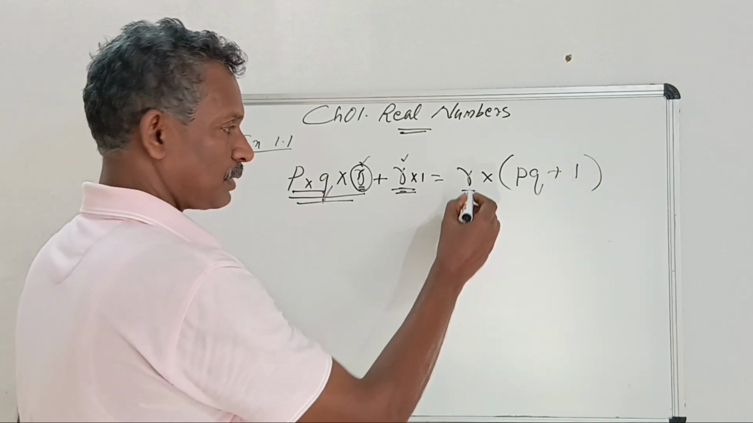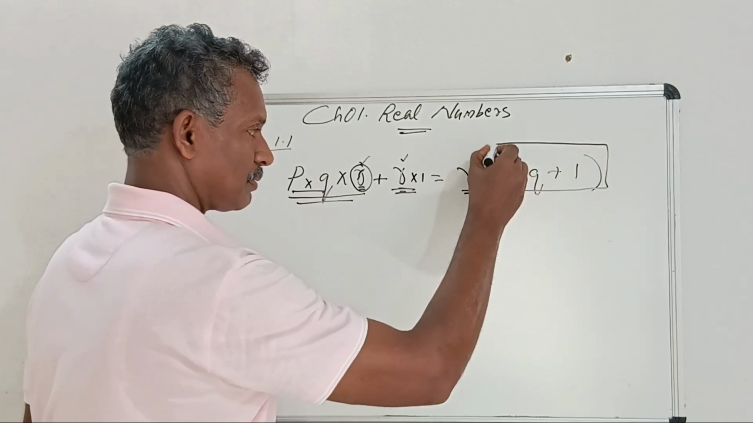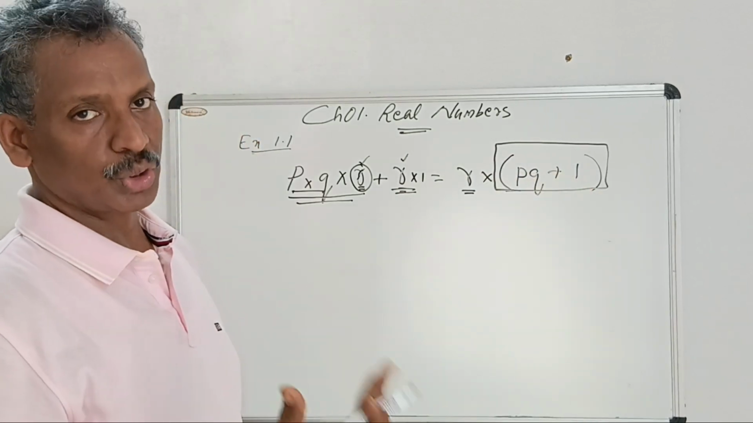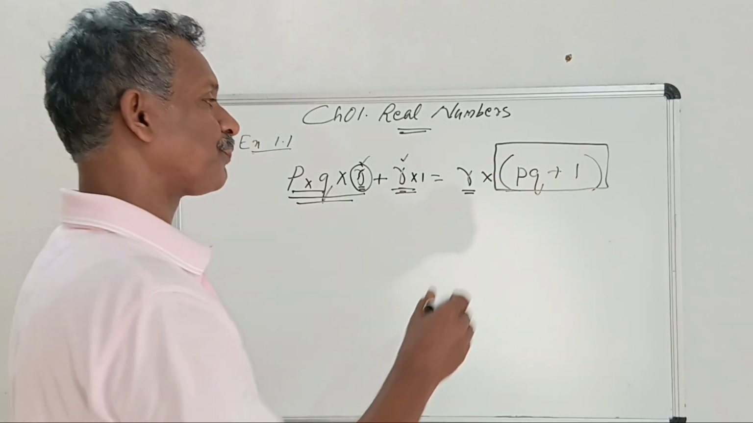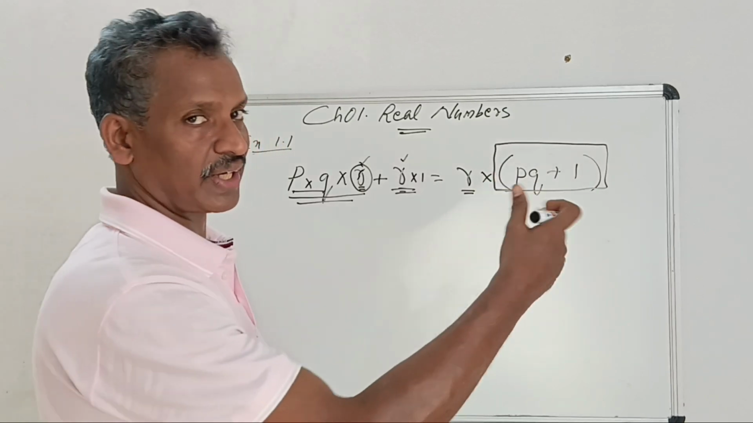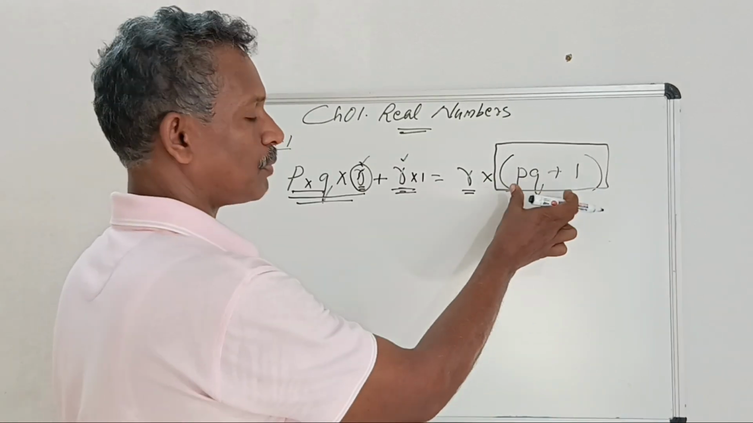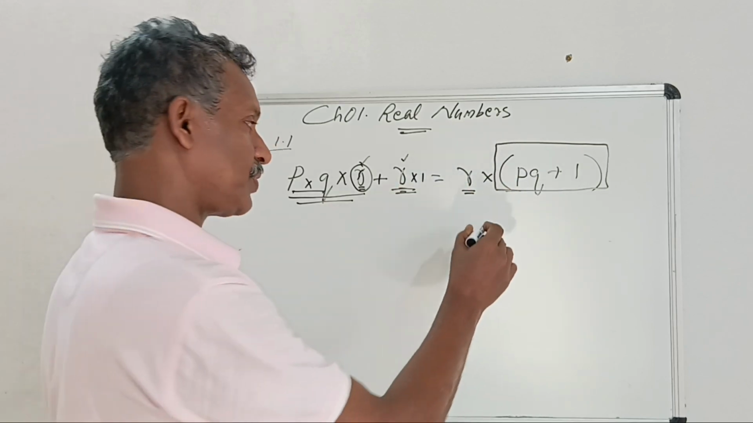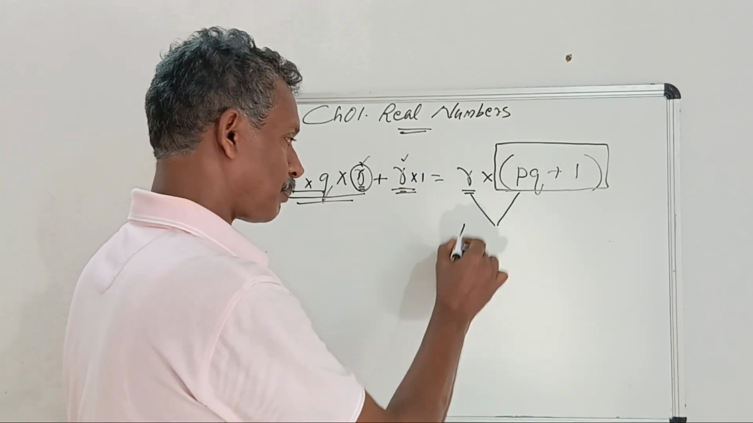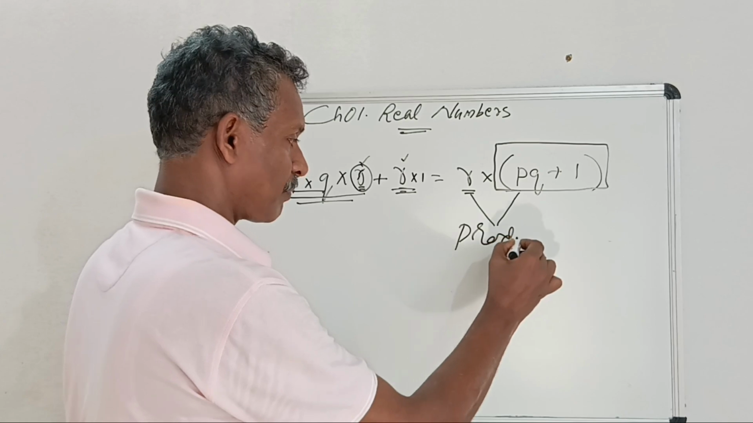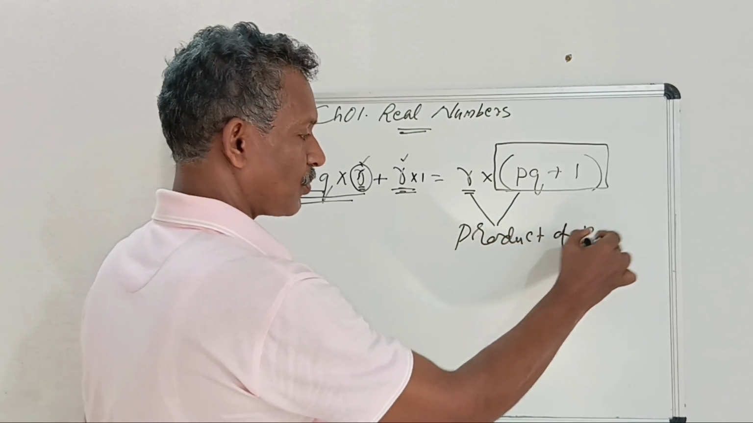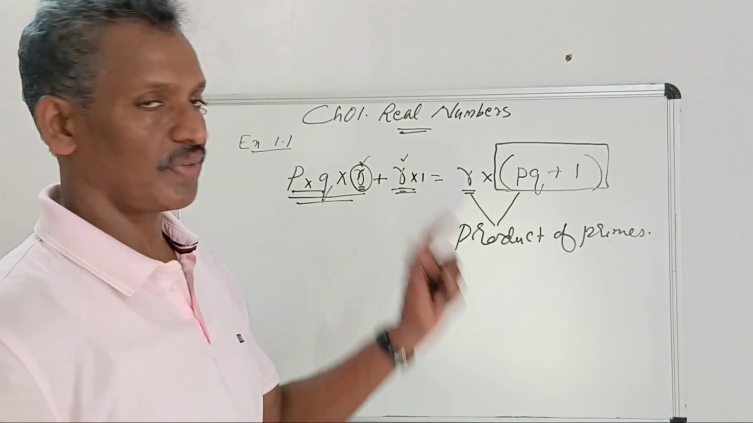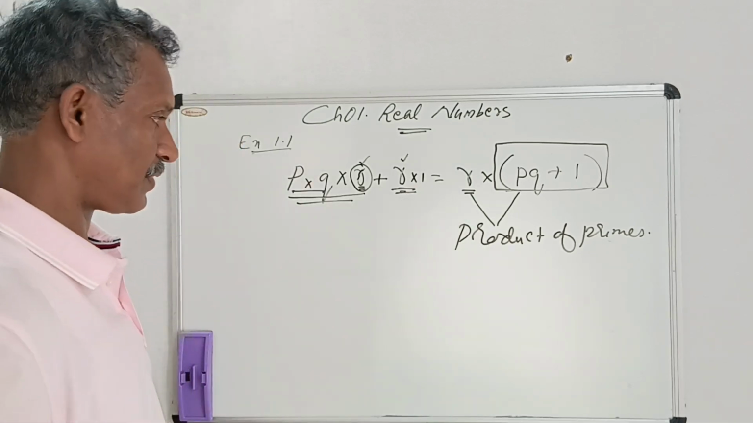So this is a number and this is another number. This second number may be composite or prime, it doesn't matter. If it is composite, we can further factorize it into primes. If it is prime, okay, prime. So this is a prime and R is already a prime, so this is a product of primes. So by the fundamental theorem of arithmetic, the given number is a composite number. This way you can answer.